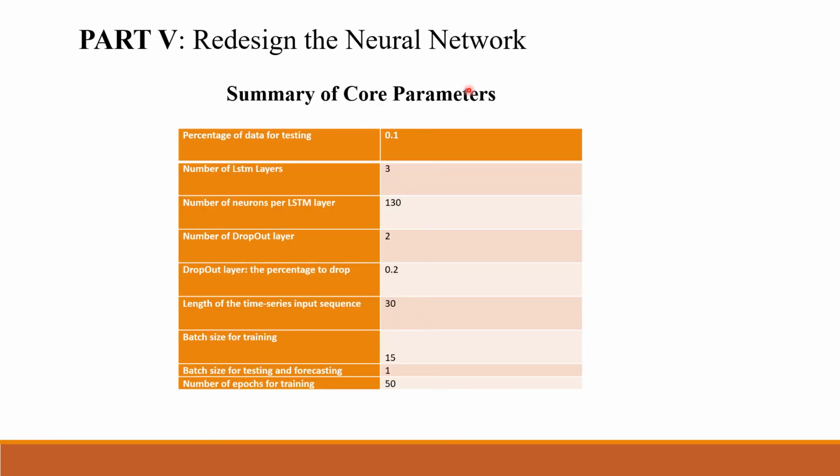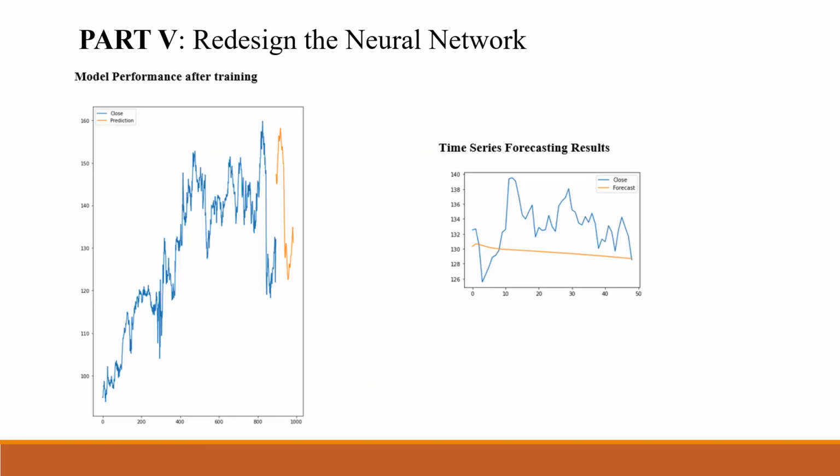So the summary of core parameters for the redesigned neural network was as shown in this screenshot. The percentage of data for testing was 0.1. I used 3 LSTM layers, 130 neurons per LSTM layer, and the number of dropout layers was 2. The percentage to drop was 0.2. The length of the time series input sequence was 30. Batch size for training was 15. Batch size for testing and forecasting was 1. And then the number of epochs for training was 50.